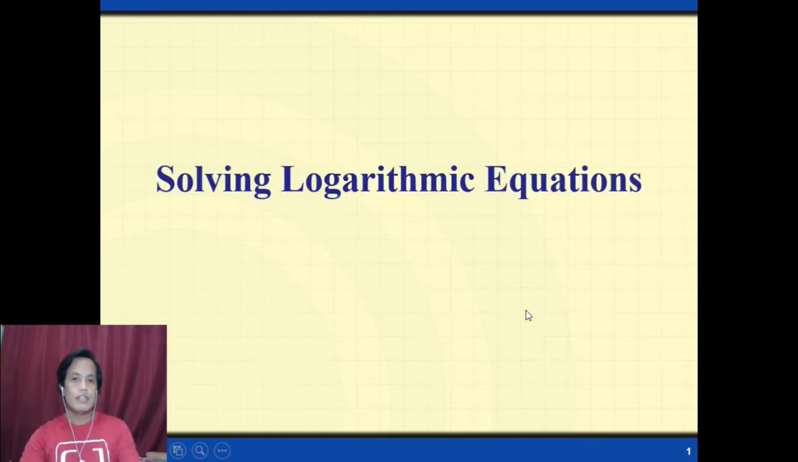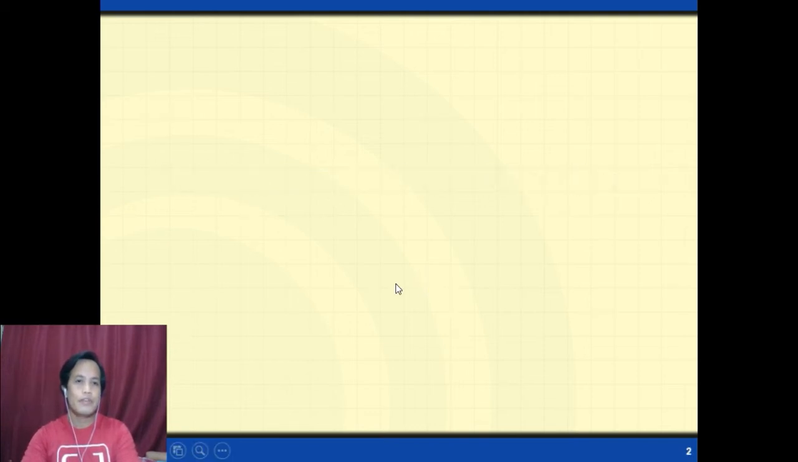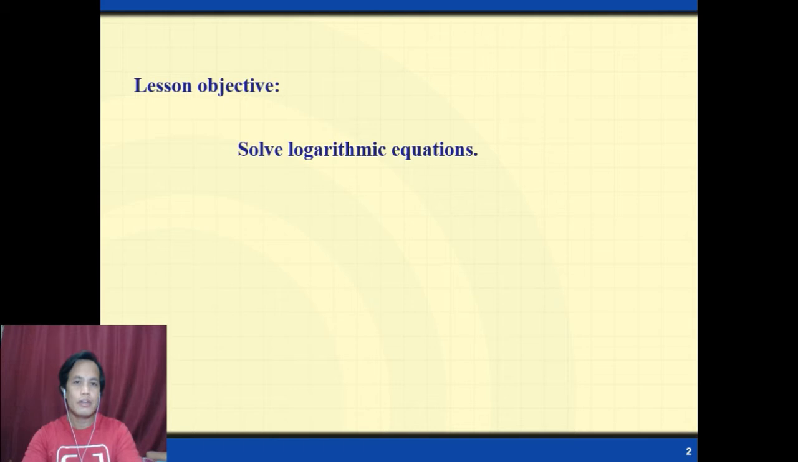So this is now solving logarithmic equations. Before we go to the examples, let's have first the lesson objective. We only have one lesson objective here. At the end of the video, you should be able to solve logarithmic equations.